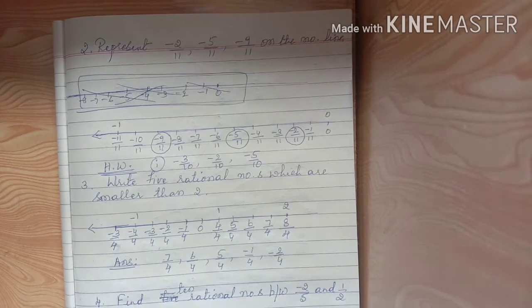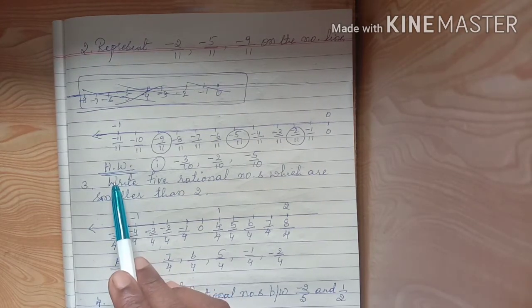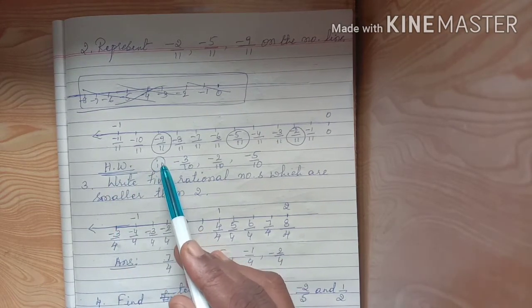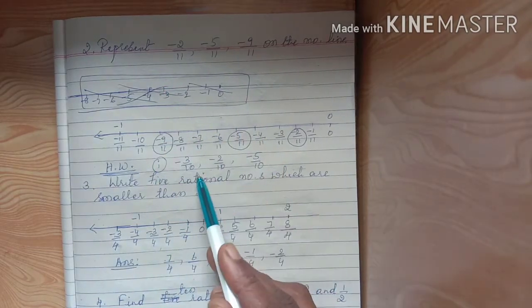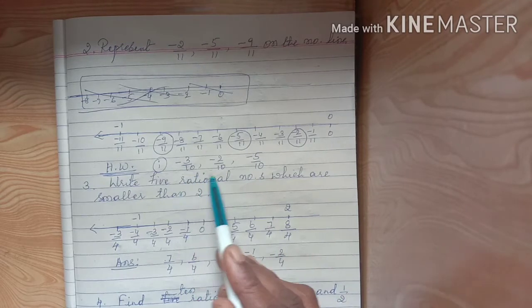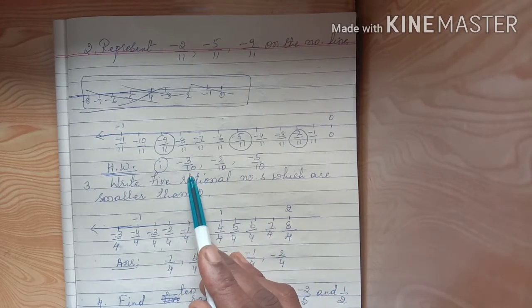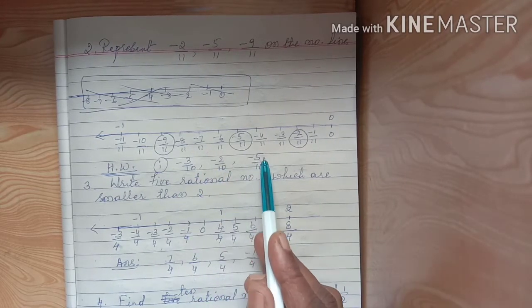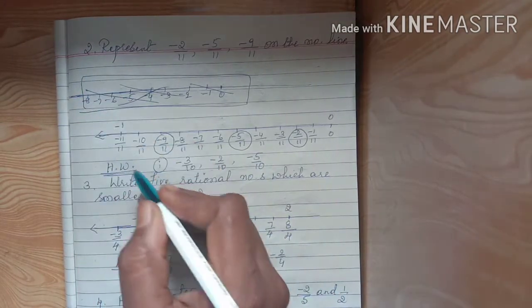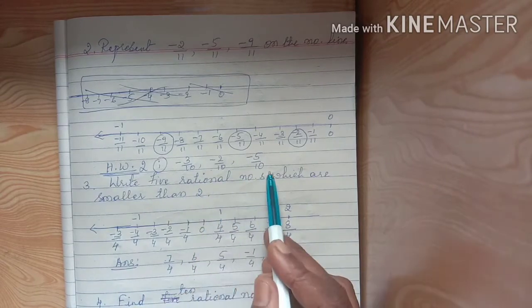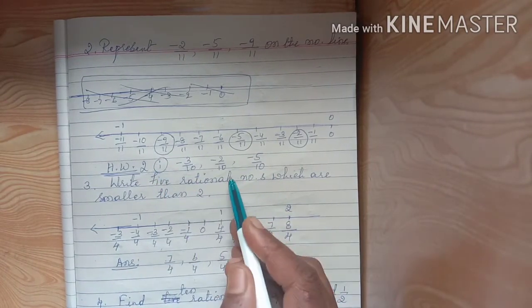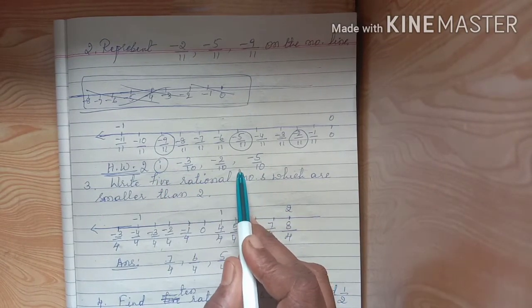Now the next homework I have given. Please locate and represent these numbers: minus 3 by 10, minus 2 by 10, minus 5 by 10. This is the homework for second main, children. You have to do this in your homework notebook.